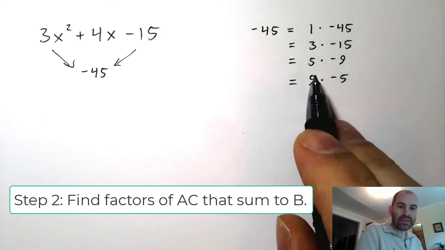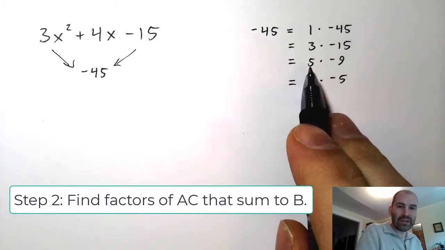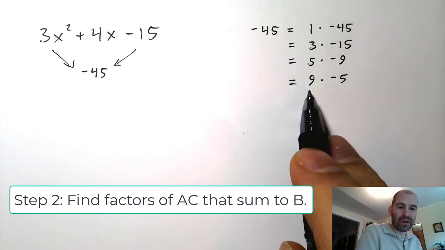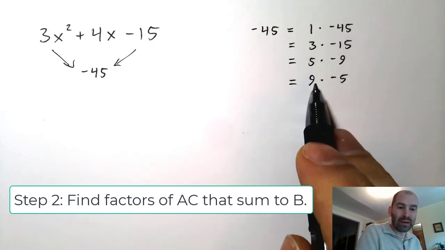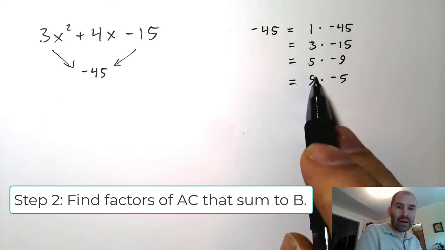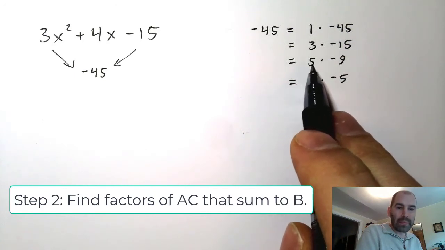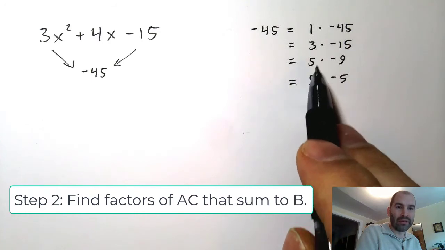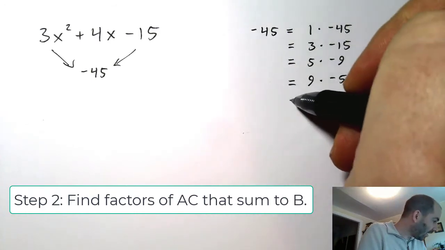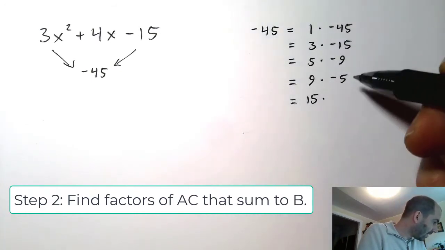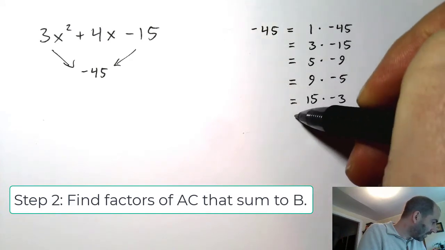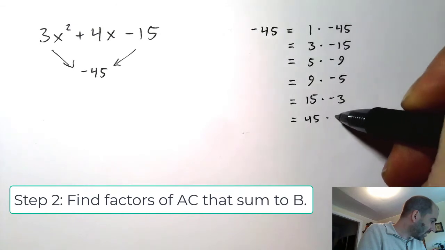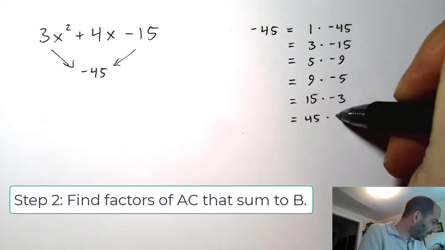Now, you should notice that what just happened here is these 2 things are very similar, right? This is almost the same as this. I've just got the numbers flipped. And that's what's going to happen for the remaining ones, right? So once we get to a certain point, you're just going to start getting the same things you got, but you're going to flip them around. So the next one I can already tell is going to be 15 times negative 3. And then the next one is going to be 45 times negative 1. And I have them all now.